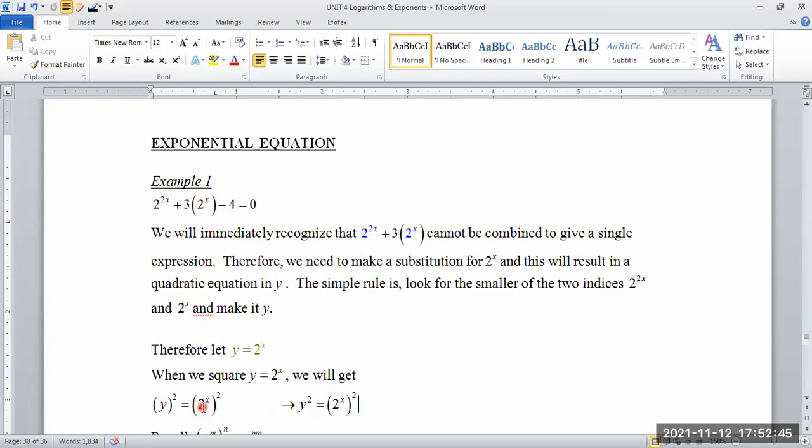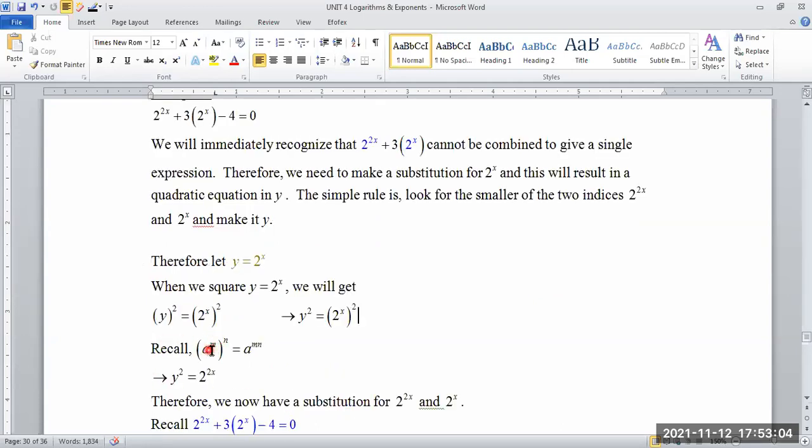And when we square 2 to the x, recall a to the m raised to the nth power is equal to a to the mn. So when we square 2 to the x, we're going to end up with 2 to the 2x. So my y squared is now going to be equal to 2 to the 2x, and my y is equal to 2 to the x.